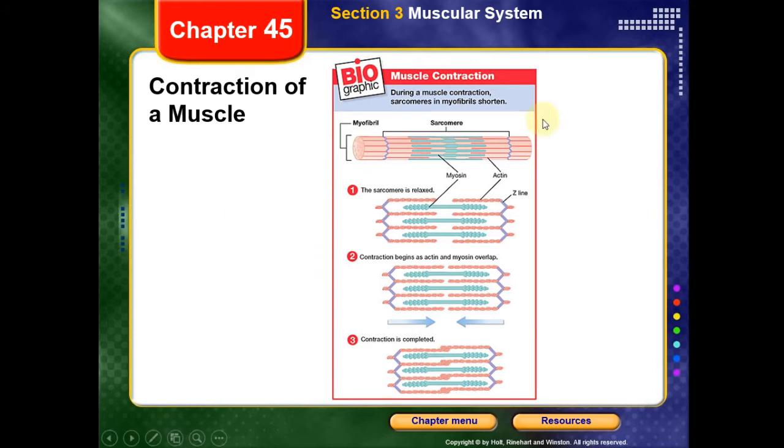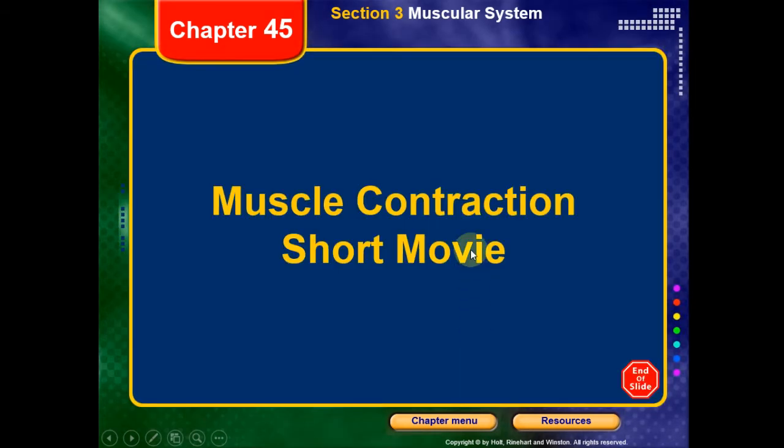Now, if we take a look at this picture, it summarizes how it contracts, in steps. This is the myofibril, which is made up of sarcomeres. Each sarcomere contains the myosin and the actin, which are bounded by the Z lines. The first one, the sarcomere, is relaxed. We'll see these actin are away from each other. When it contracts, the actin will slide on the myosin using the ATP, which will make it contract. Contraction is complete when they are here. Now let's see a short movie showing the muscle contraction mechanism. After the movie, we'll continue.